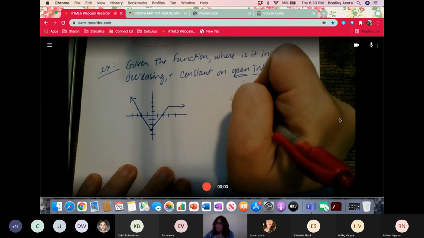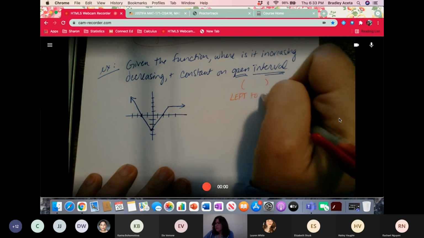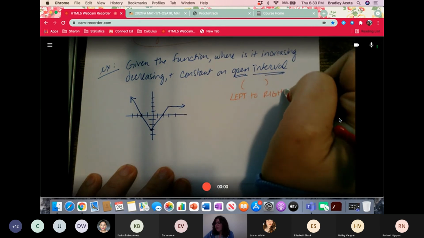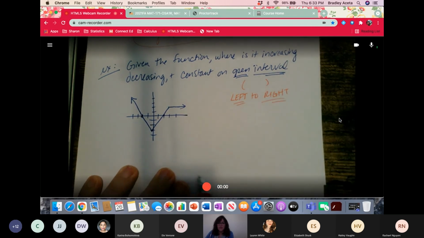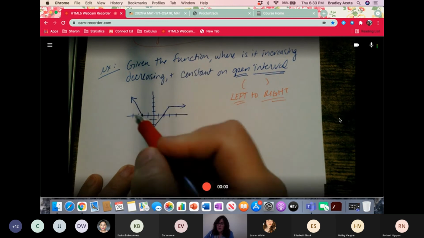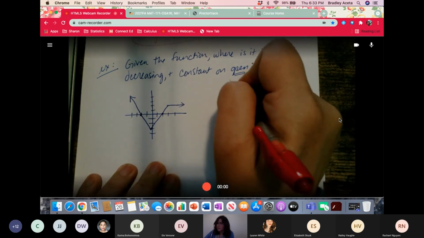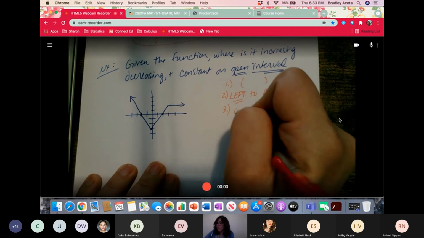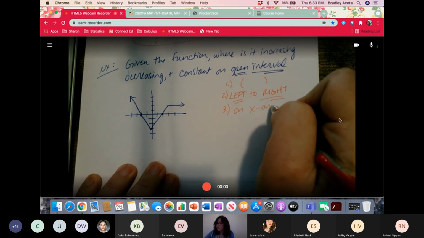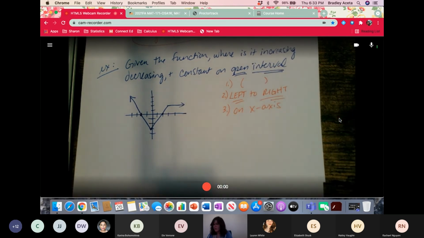You do this like you read a book, from the left to the right. You have to start your pencil on the left. So even though the arrow's pointing up, we're starting on the left. Oh, and one more thing, I'm sorry. So parentheses, number 2, left and right on the x-axis. You only are talking about values on the x-axis.